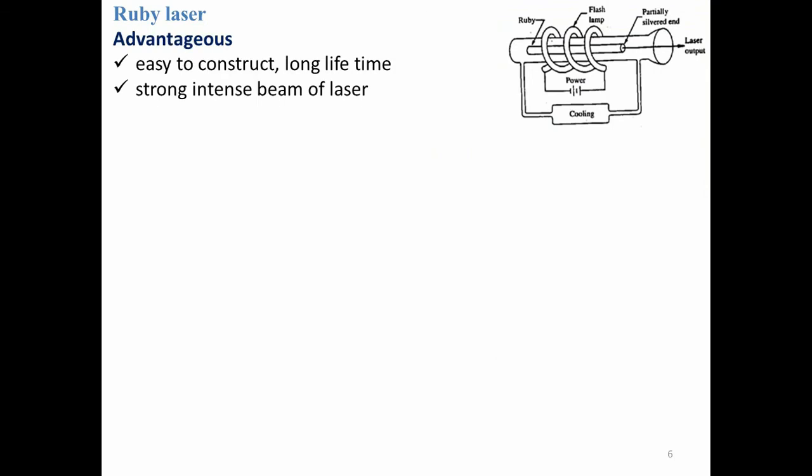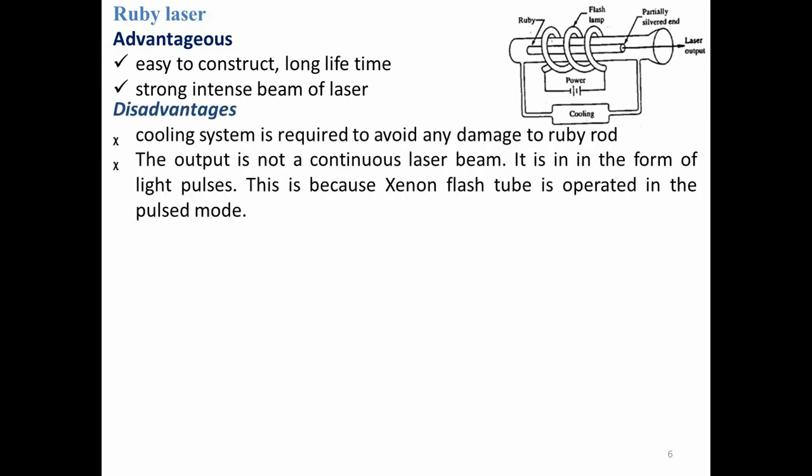Advantages: it is easy to construct, has long lifetime, and gives a strong intense beam of laser. Disadvantages: first disadvantage, it requires a cooling system to avoid any damage to the ruby rod due to excess heating. The output of this laser is not a continuous laser beam. The output is in the form of light pulses. This is because the xenon flash tube, which surrounds the ruby rod, is operated in the pulsed mode. So the output is also in the form of light pulses.